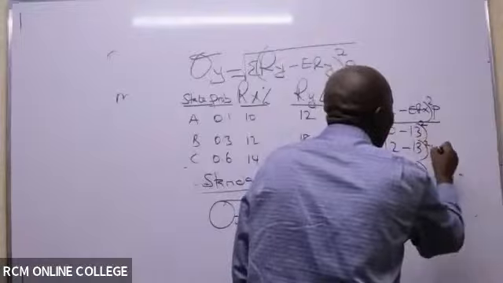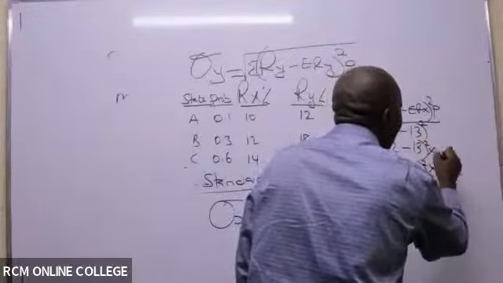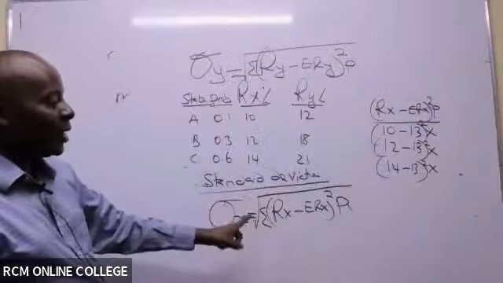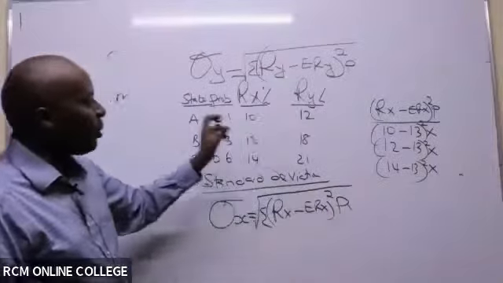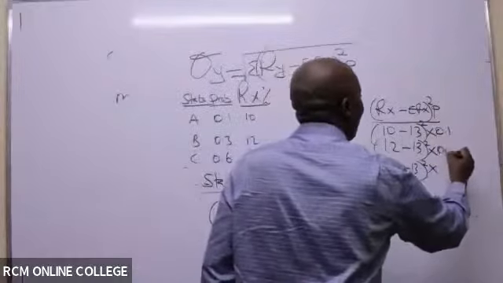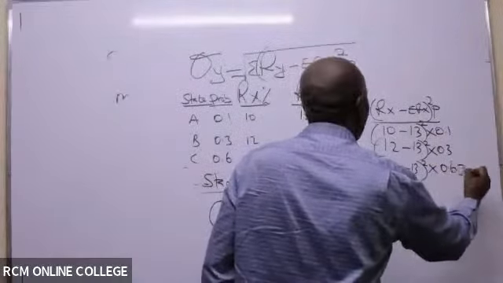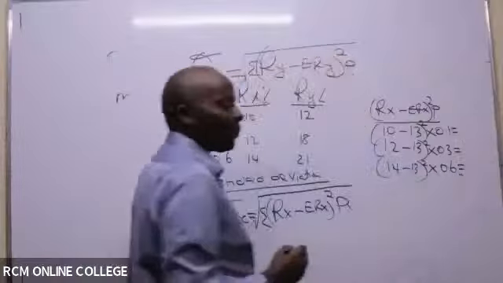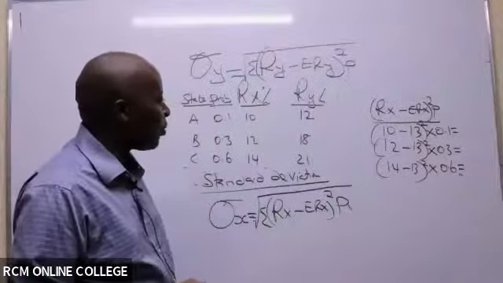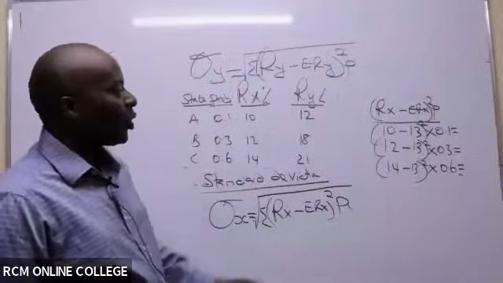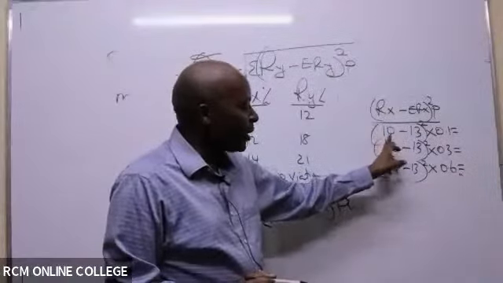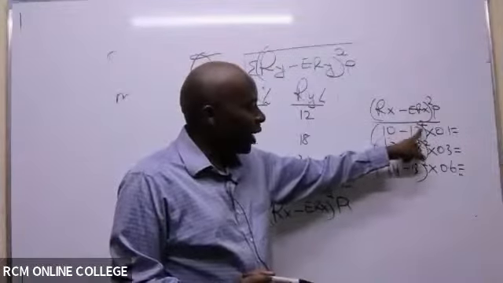Then you come and square them. Unafuata formula. And then the next thing they want you is to go and pick the probability corresponding to these ones. So the corresponding probabilities, we have 0.1, 0.3, and then 0.6. Okay, nimeunderstand sasa. So unasema open brackets, 10 minus 13 you close, you square times 0.1.